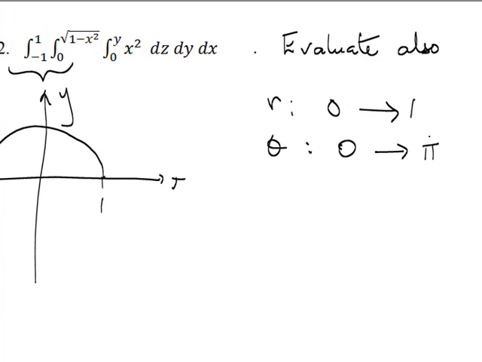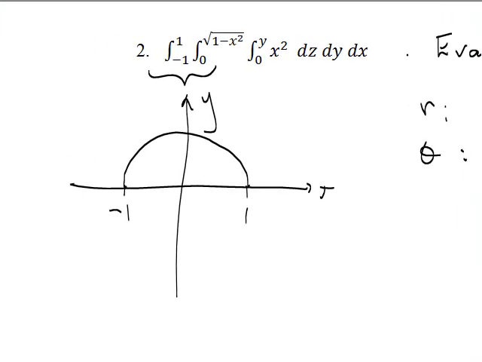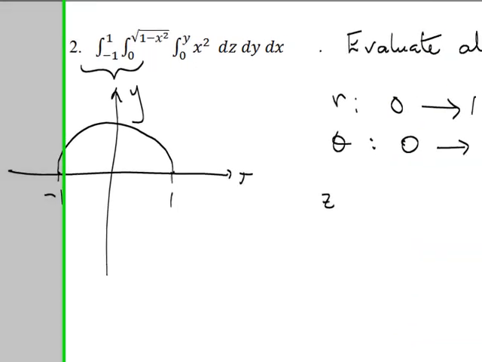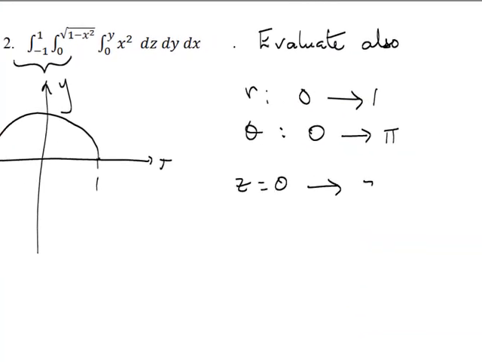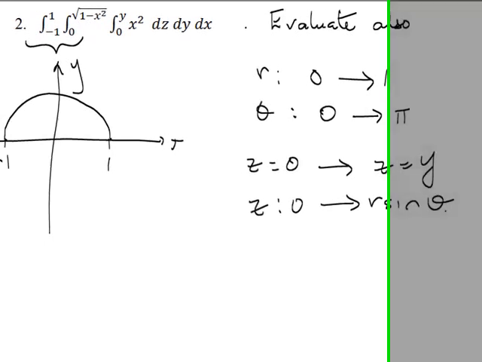Now let's get the z limits. From the innermost integral, z goes from 0 to y, right? So that means z goes from 0 to r sine theta. Very good, because y is r sine theta. Good. Any questions so far? Because we are going to set up now.